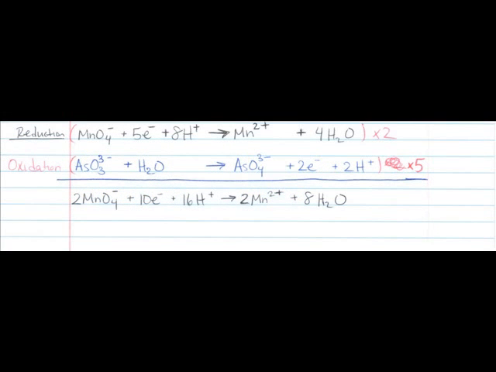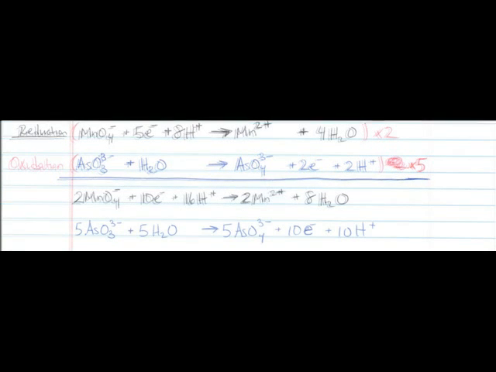But we're not done there yet. When we do that, we also have to multiply the other molecules. You multiply the permanganate by 2, the electrons by 2, the hydrogens by 2. Everything is multiplied by 2 in the reduction, and everything is multiplied by 5 in the oxidation, which is why you have that.